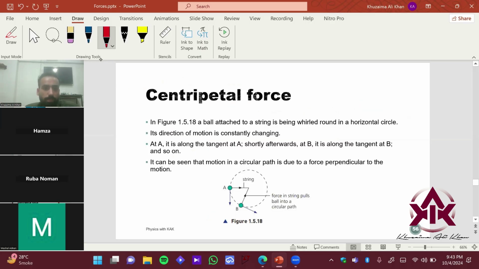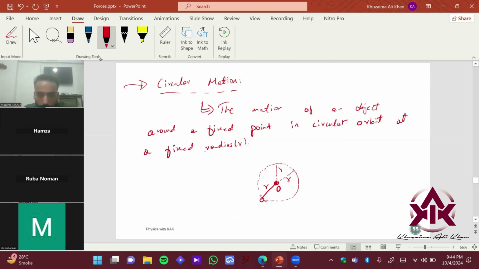So what does centripetal mean? Centri means, okay, towards the center. This entire term basically means towards the center, right? So the force which is acting towards the center of the motion is called centripetal force. Imagine this particular motion. Let's say this is object B. The object B has a centripetal force which is keeping the object moving in a circular motion. That is called centripetal force.